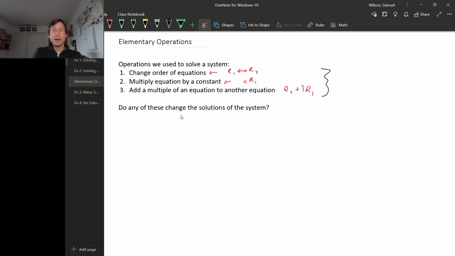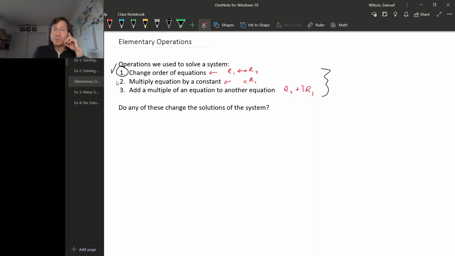So let's do that. For one of these, it is obvious that it doesn't change the solutions, and that's interchanging the order of the equations. It's obvious that changing the order of the equations can't change the collection of solutions because the collection of solutions doesn't depend on the order of the equations. It only depends on what the equations are. So changing the order of equations is definitely okay. We need to check the others.